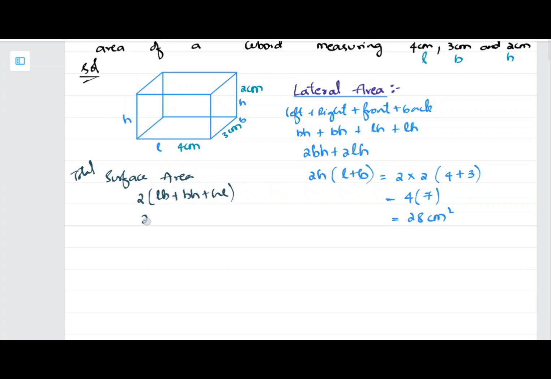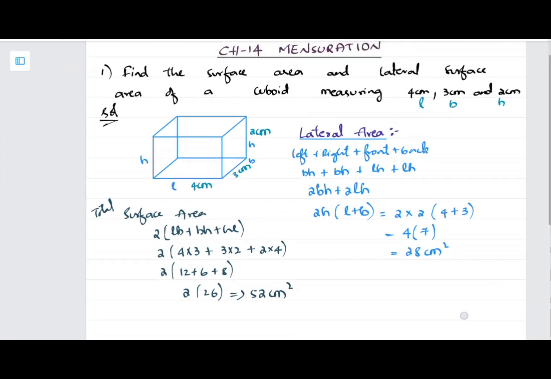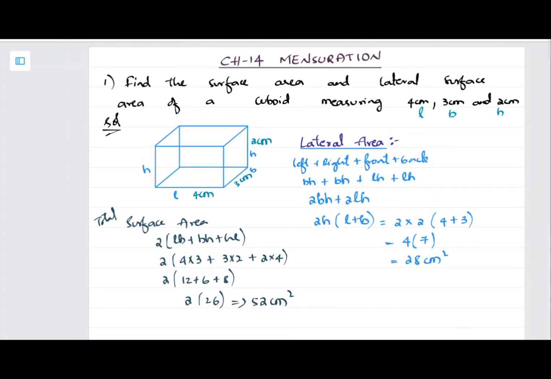So 2 into, what is L? 4 into 3 plus B is 3, H is 2, plus 2 into 4. So 2 into 12 plus 6 plus 8, that is 26. 2 into 26 is how much? 52 centimeters square. Is it clear? Yes, sir.